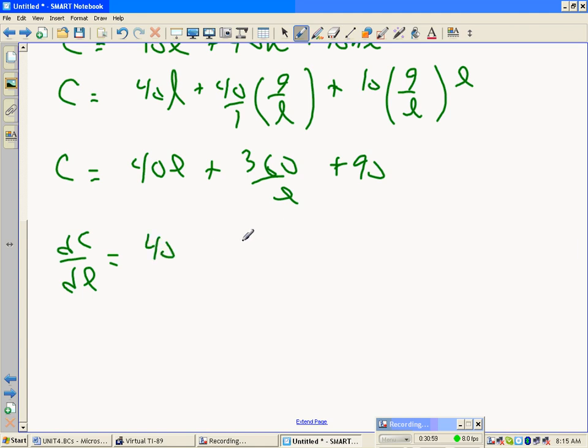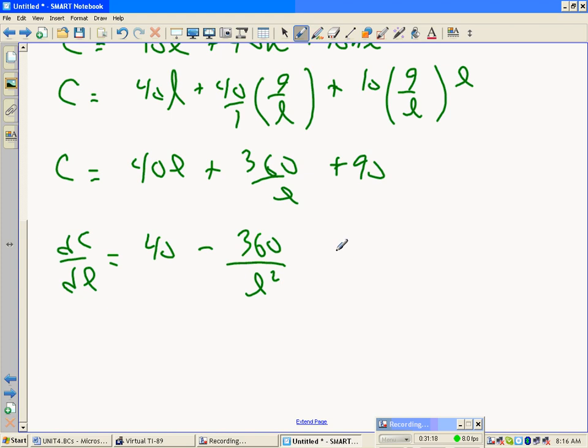Okay. Minus 360 over L squared. Think of this as L to the negative 1, so the negative 1 goes in front, and you get L to the negative 2. You can write it that way, but I feel like writing it this way. And what about this piece?